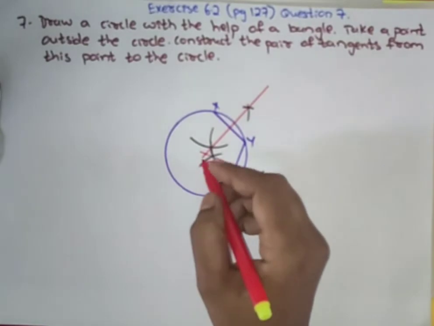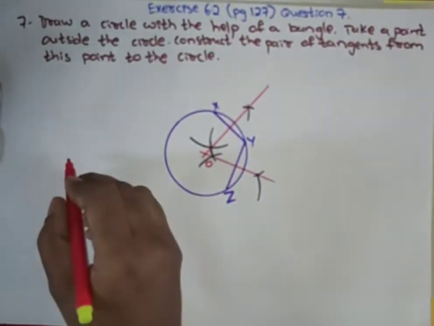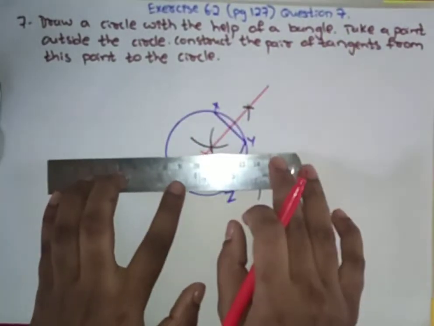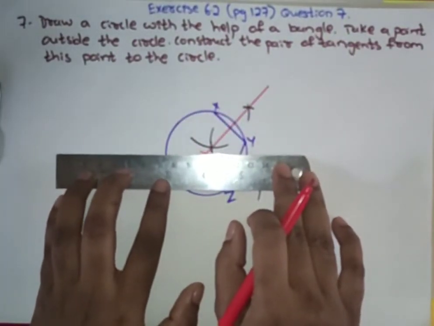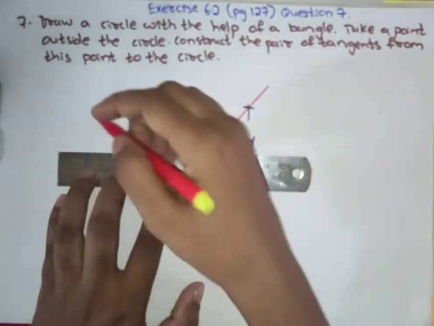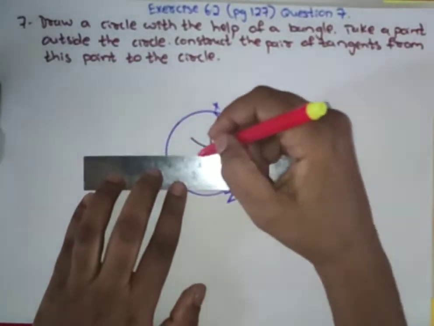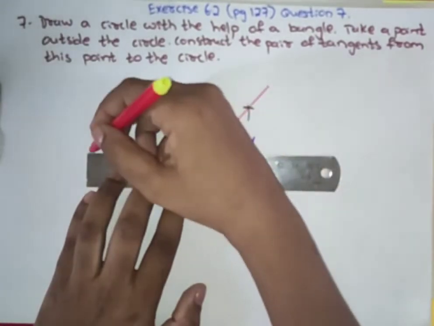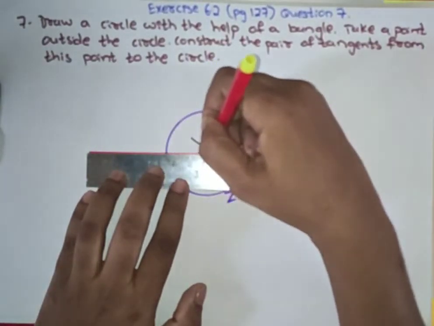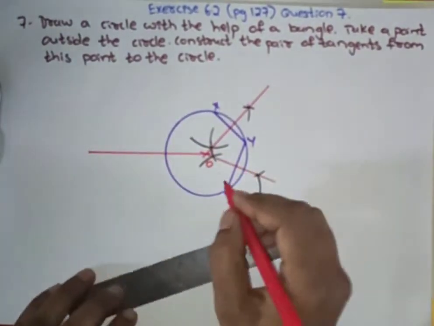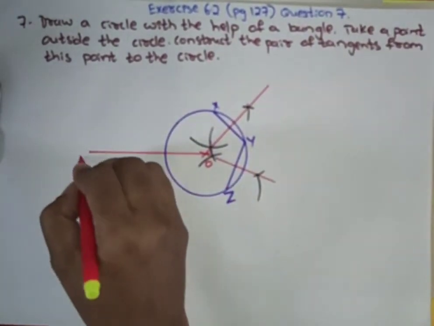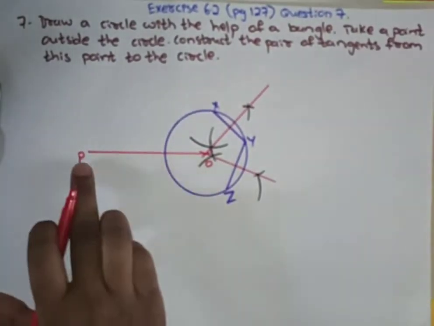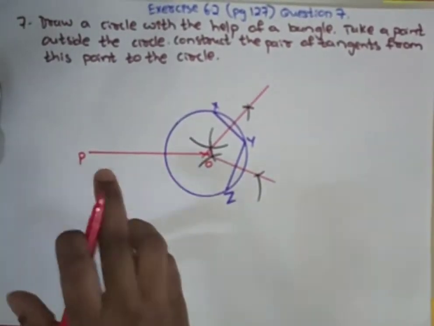Now, once we have the radius, we can take any point outside the circle here. They have not given any length, so you may take as much as you want. So, this is external point P. Now, the next step is to draw the perpendicular bisector of OP.